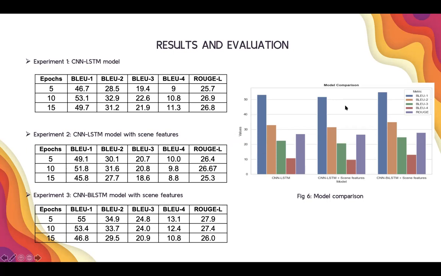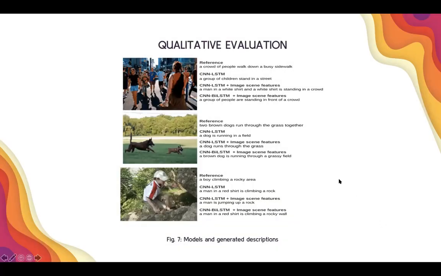So this is the plot that was discussed earlier in the code. Basically, we can see here that the CNN by LSTM with same features actually outperformed these other models. So we did some qualitative evaluation.